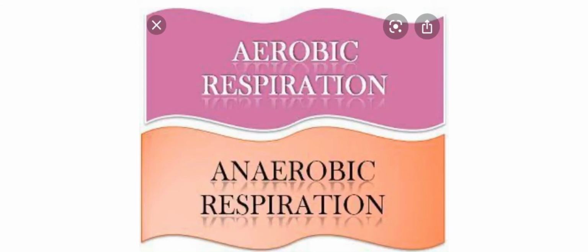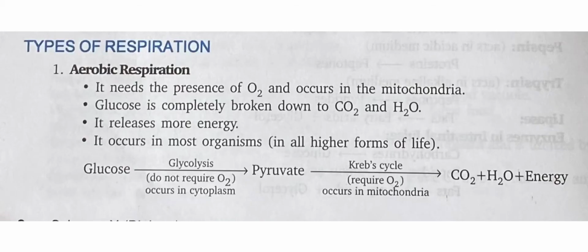Respiration is of two types, aerobic respiration and anaerobic respiration. If the respiration is taking place in presence of oxygen, it is aerobic respiration. It occurs in most of the organisms, mainly in all higher forms of life. Anaerobic respiration is the respiration which takes place in absence of oxygen. So students, let us see what aerobic and anaerobic respiration are.